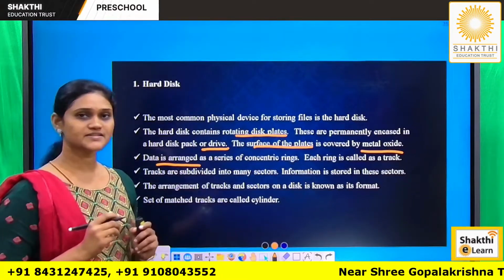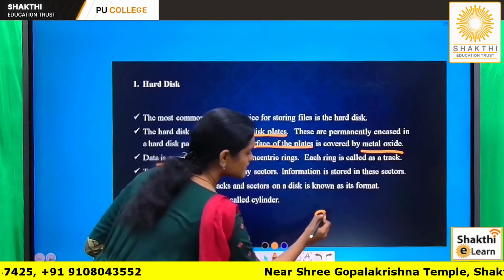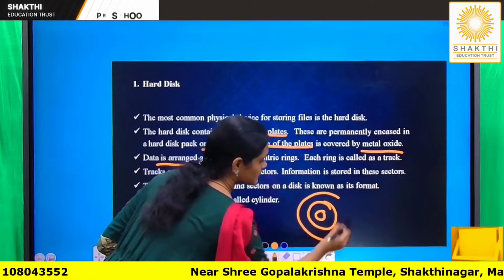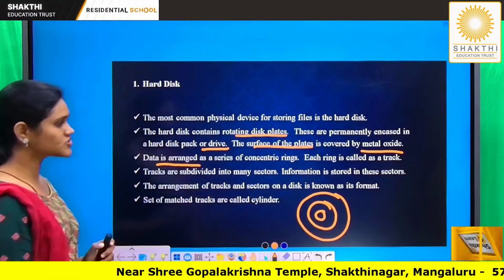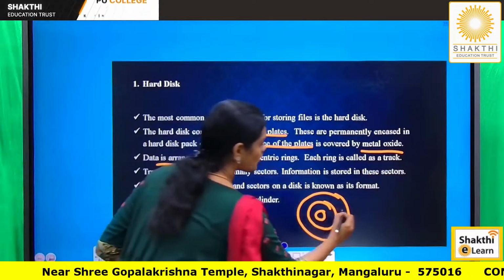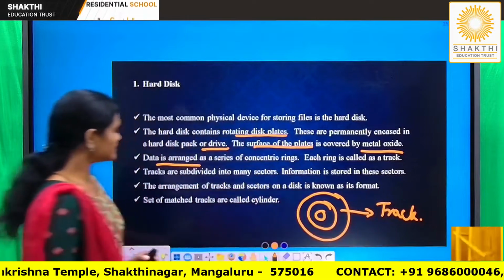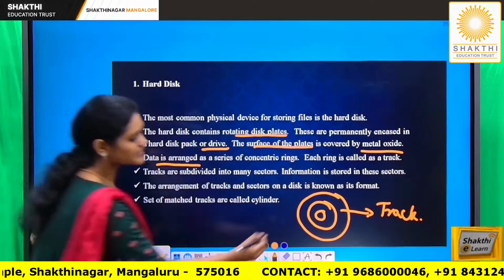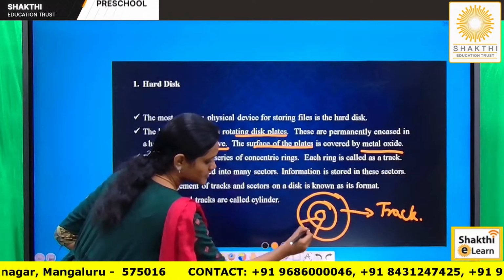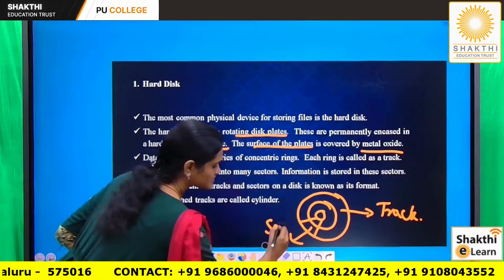Here the data is arranged in concentric rings. Like this, the data will be arranged and each ring is called a track. And the tracks are subdivided into sectors. We call these sectors.